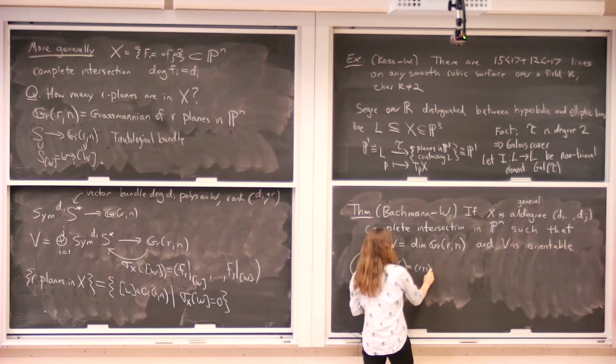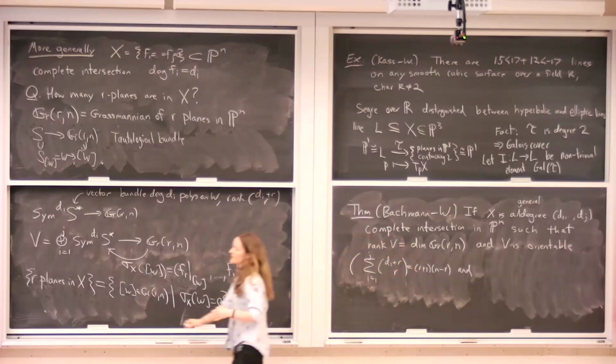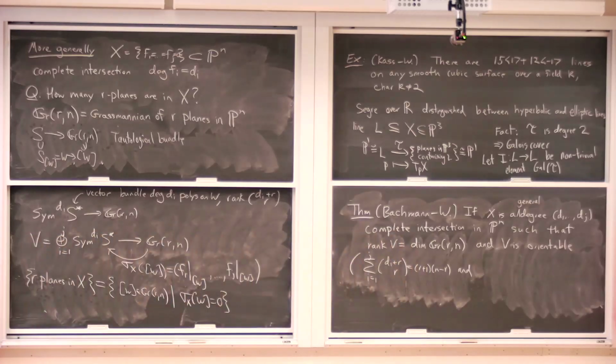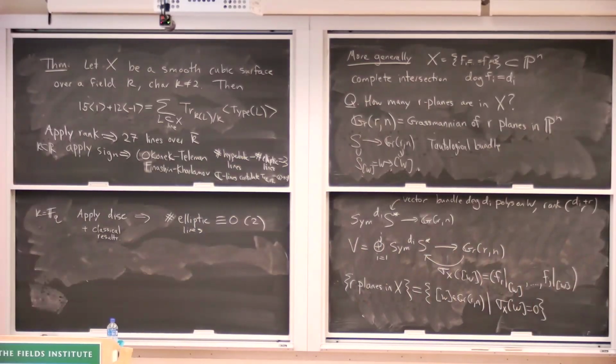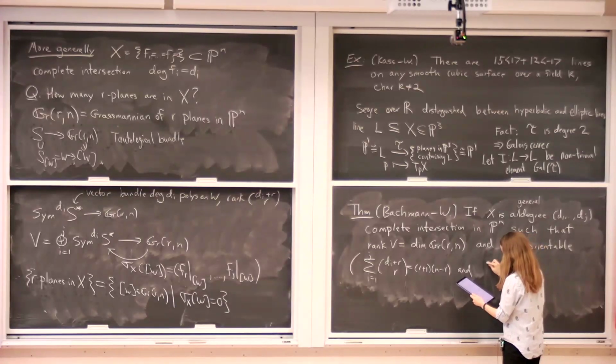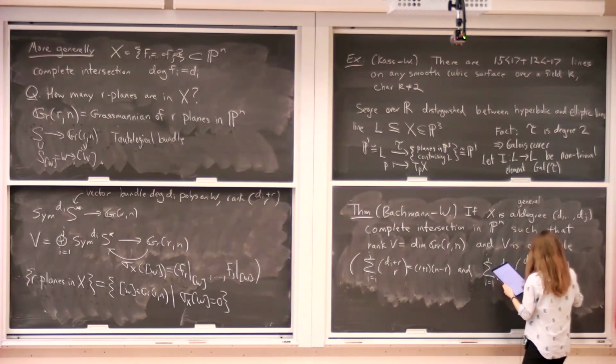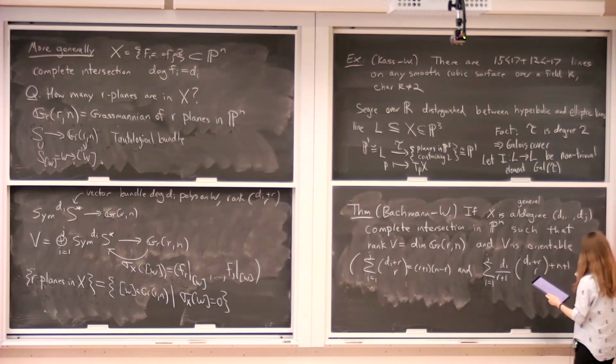Equals r plus 1 times n minus r. And the second one, let me look it up, the orientability condition: you want its determinant to be an O of an even number. So the orientation condition in numbers is the sum over i equals 1 to j of di over r plus 1 di plus r, r plus n plus 1, that's the canonical bundle for the Grassmannian, is even.